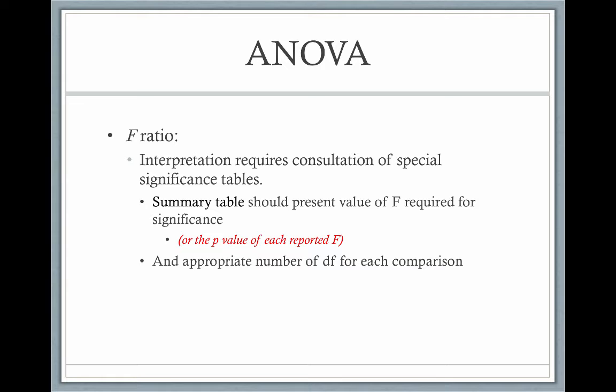To interpret the F value, you would take the ratio and look at a special significance table. You don't need to do this anymore. Now the computer does this all, and a p-value will be reported for each F.